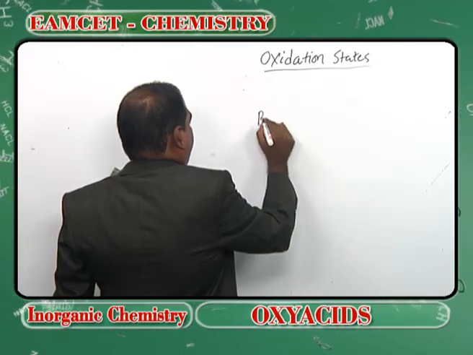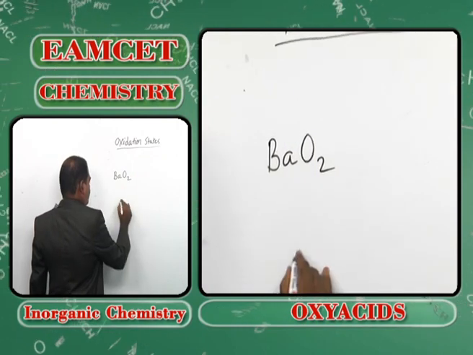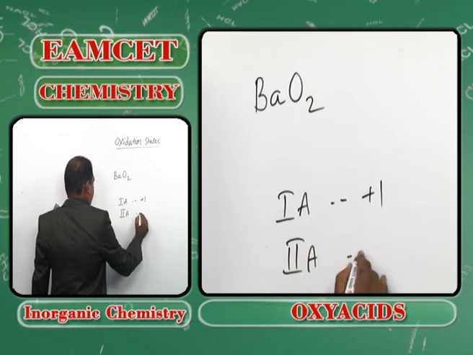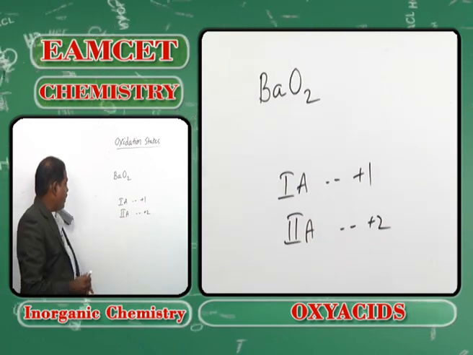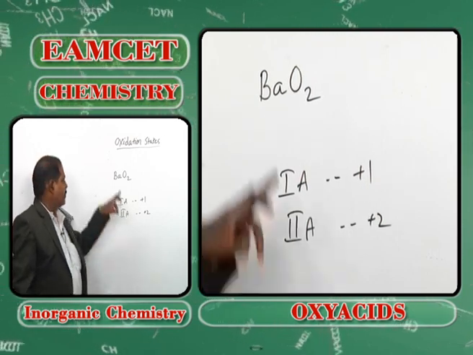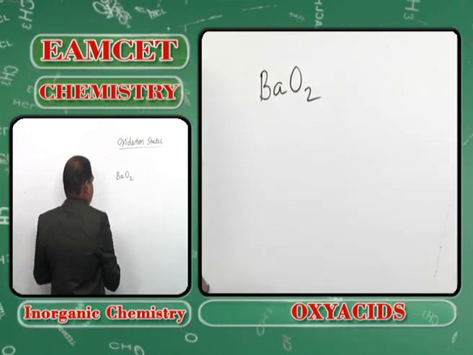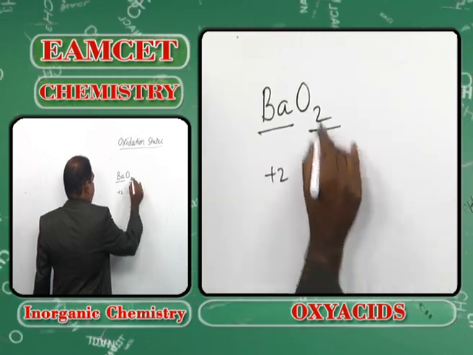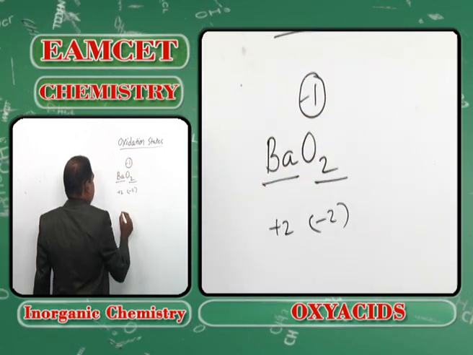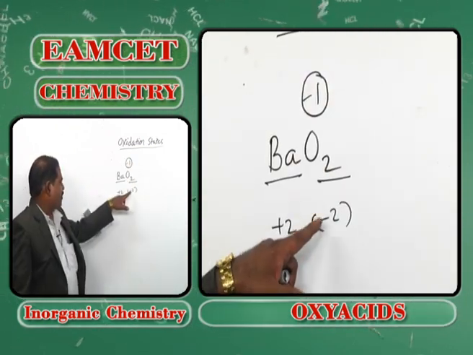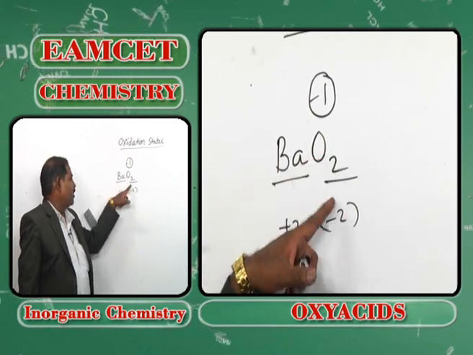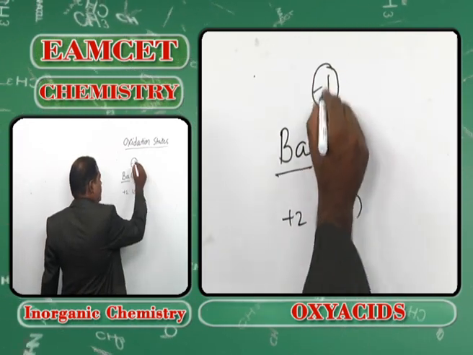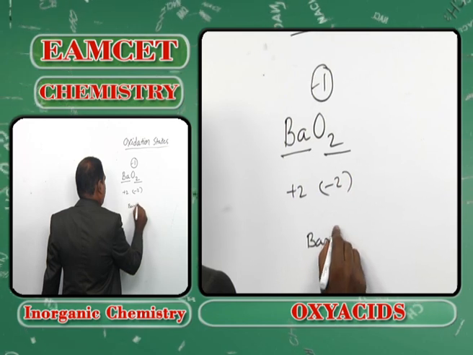What about BaO2? You remember elements of 1A are +1, 2A are +2. What are the elements of 2A? Beryllium, magnesium, calcium, strontium, barium. Barium is fixed +2. So, barium here is +2, the two oxygens together are -2, and each oxygen is -1. Here the sum of the oxidation states of both the oxygens is -2, each oxygen -1. Therefore, it is called barium peroxide.